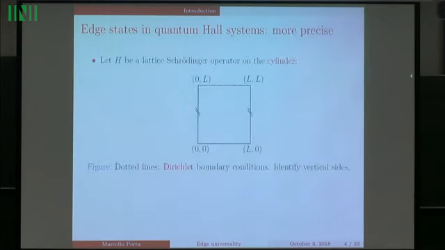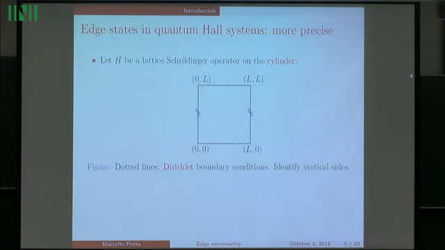All right, so let me be a bit more precise, and in particular, let me come back to lattice Schrödinger operators. Let me consider a Schrödinger operator H that is defined on a cylinder. You should think of this square to be filled by lattice points, and then I would like to identify this side of the square with this one. So that's really a cylinder, and I want to impose Dirichlet boundary conditions on these dotted lines.